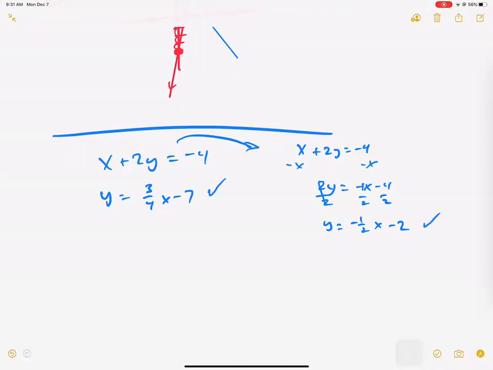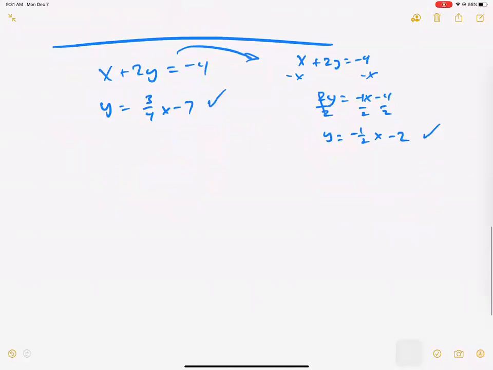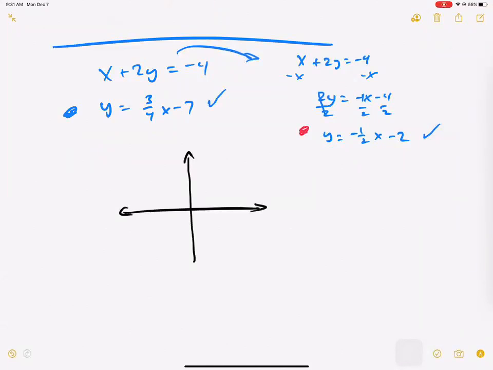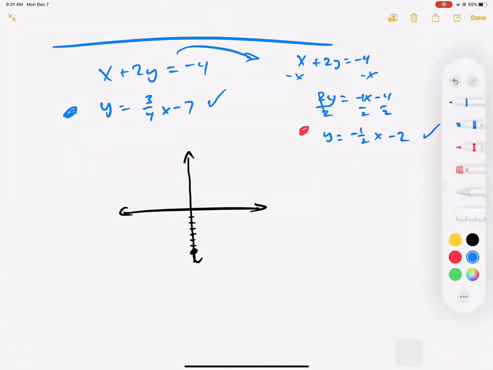I'm going to graph this one and this one to see where they meet. So we'll call this one blue and the second one red. Okay, let's set up our graph. -7, oh my gosh, that's going to be a tough one. -1, 2, 3, 4, 5, 6, 7. All right, -7. And our slope is 3 over 4. My b value is -7. So I'm going to write 1, 2, 3, and I'm going to run 1, 2, 3, 4. Put a dot.